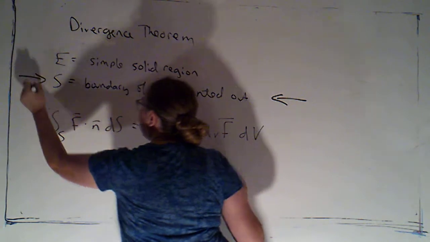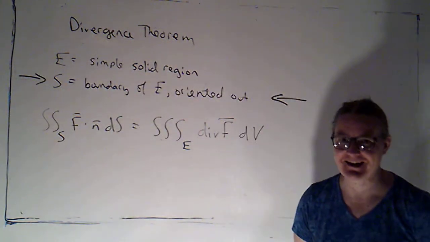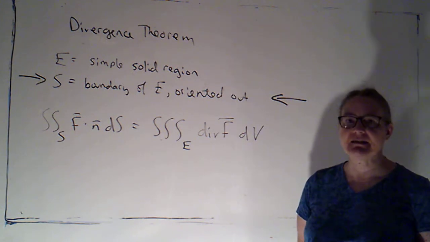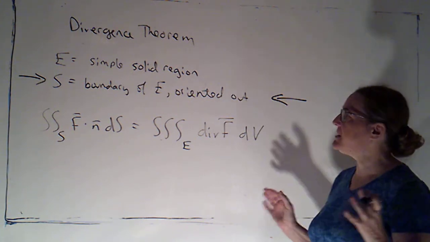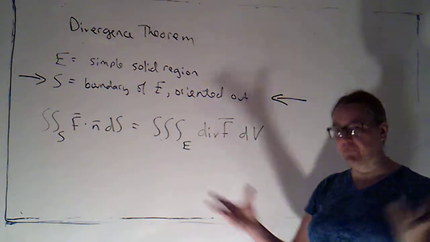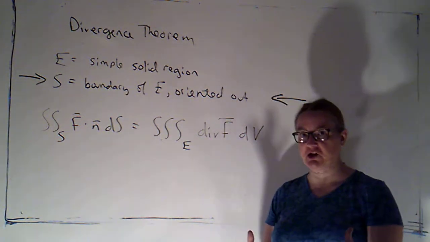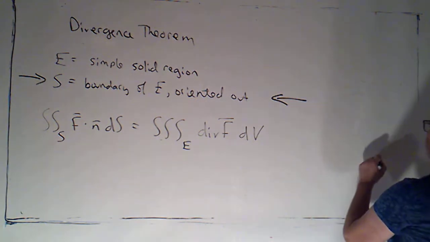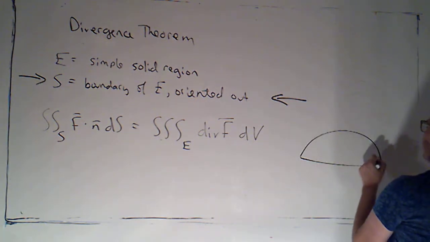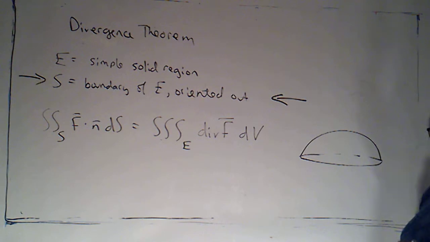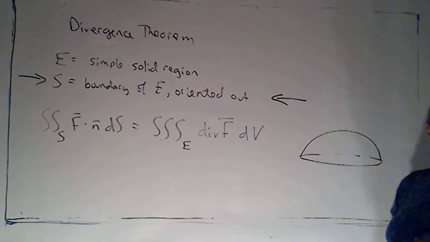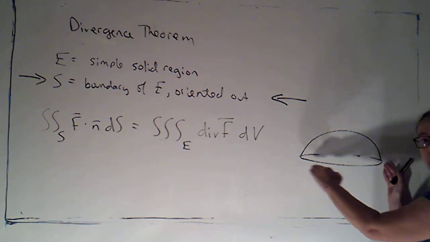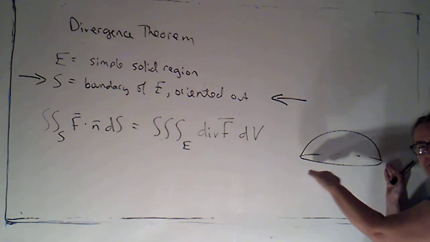If S is not the boundary of a simple solid region, the divergence theorem does not apply. And in order to be the boundary of a region, it has to fully enclose that region. Okay. So on exam 3, you had a situation where you had the top half of a sphere. That's not the boundary of a simple solid region because it's not fully enclosed. It has no bottom surface to it.